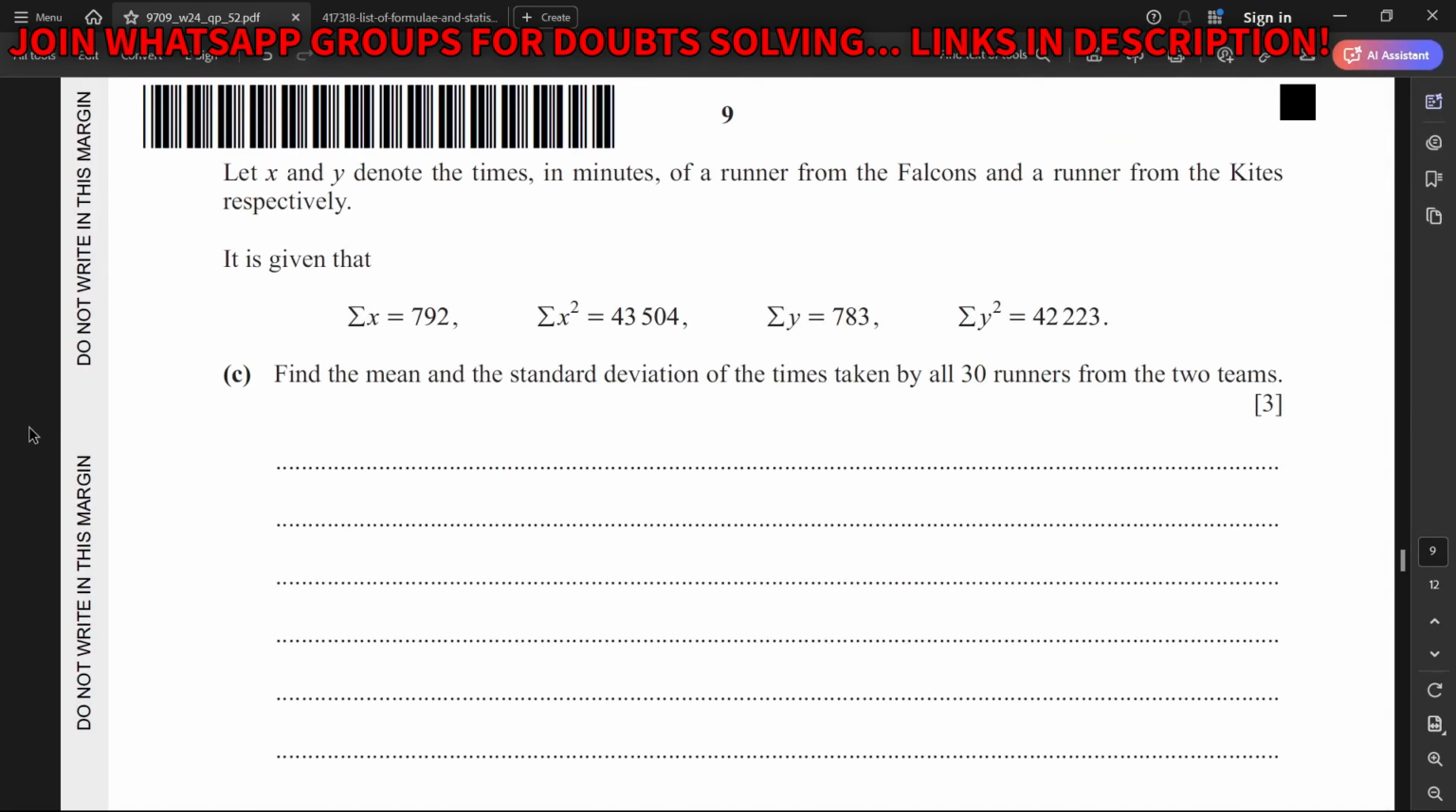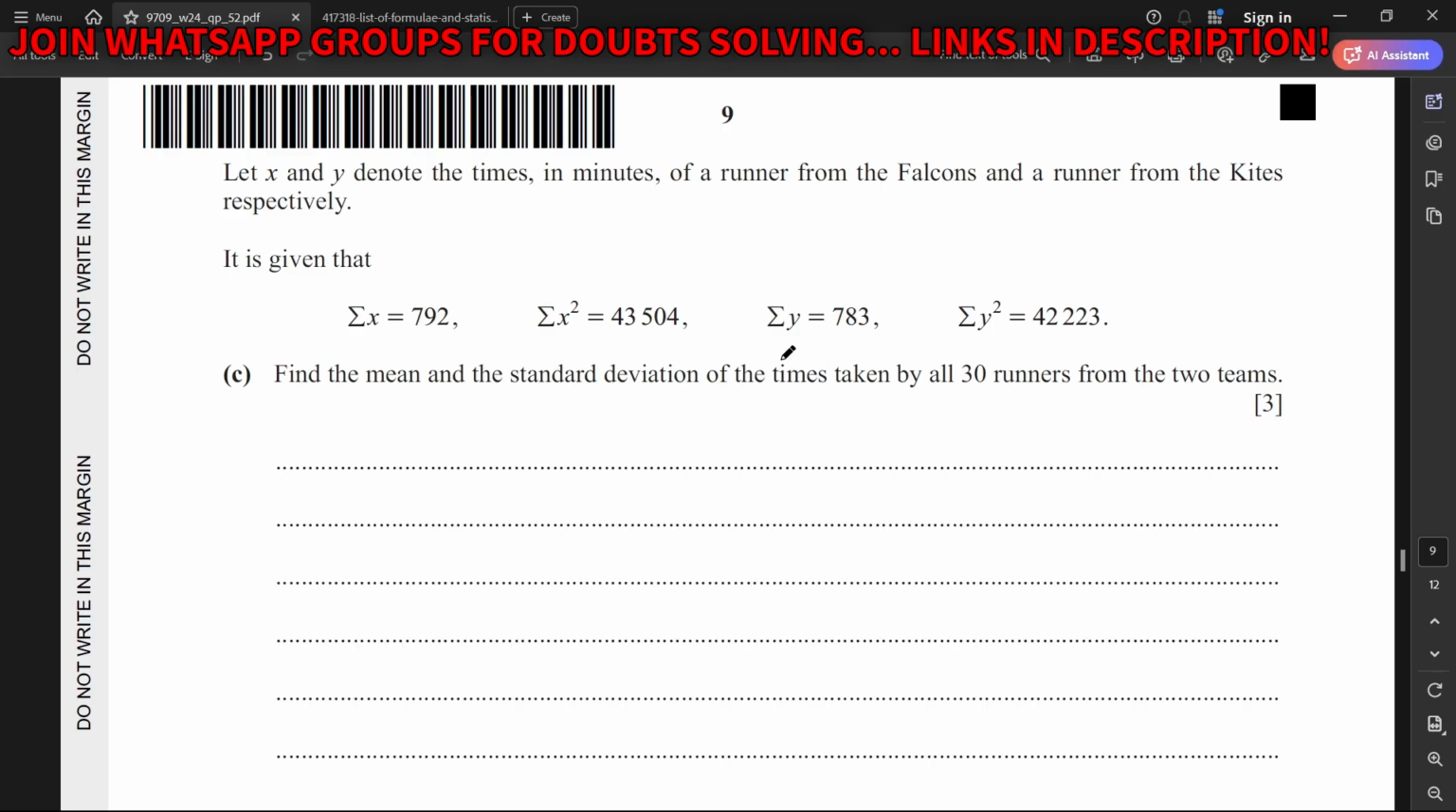Now for part C, it is given that let X and Y denote the times in minutes of a runner from the Falcons and the runners from the Kites respectively. So X is for the Falcons, Y is for the Kites. It is given that the summation of X value is 792. Summation of X square is given to us as this. Summation of Y is this. Summation of Y square is this. We have to find the mean and the standard deviation of the time taken by all the 30 runners, 15 from the X, 15 from the Y.